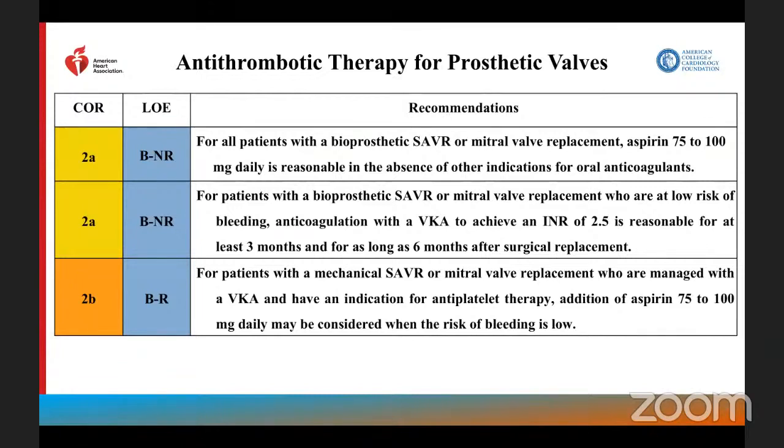For patients with a mechanical surgical AVR or mitral valve replacement who are managed with a vitamin K antagonist and have an indication for antiplatelet therapy, addition of aspirin 75 to 100 milligrams daily may be considered when the risk of bleeding is low, as a class 2B.